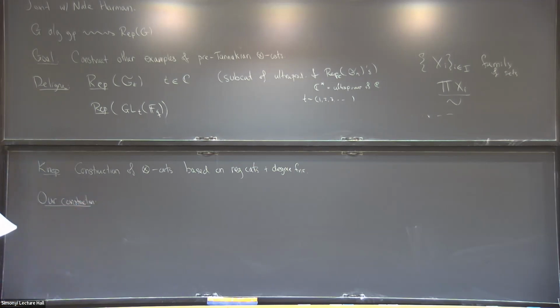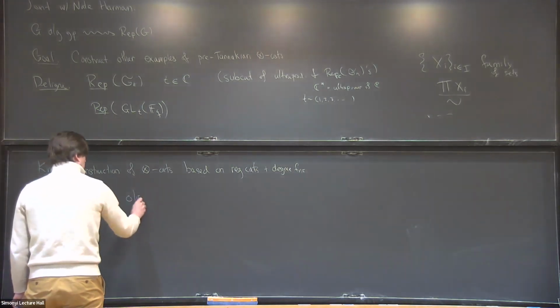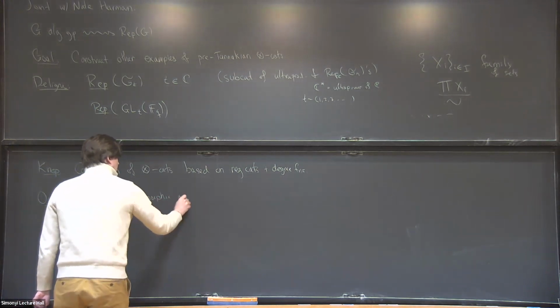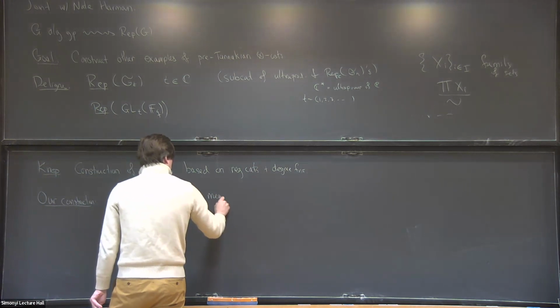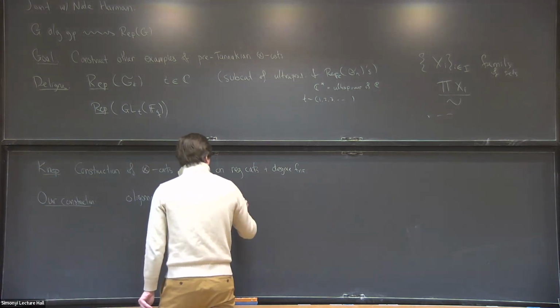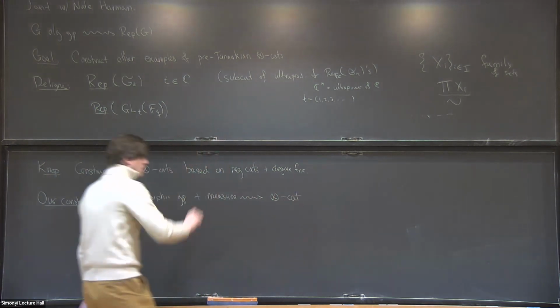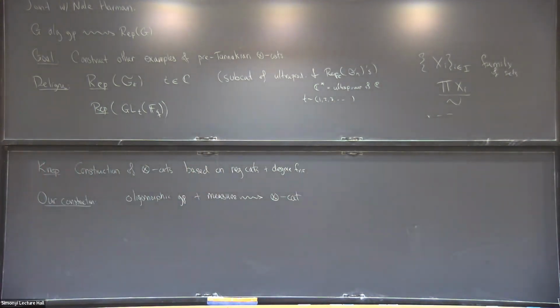So our construction is that you start with a group. In the Rep(S_t) case, you start with S_infinity. And then we realized that this works for a broader class of groups called oligomorphic groups. So it's going to be an oligomorphic group, which I will define at some point, plus one of our measures. And this is going to give you a tensor category. Here I'm using tensor category in a loose sense. You don't always get one of these nice pre-Tannakian categories. You get something.